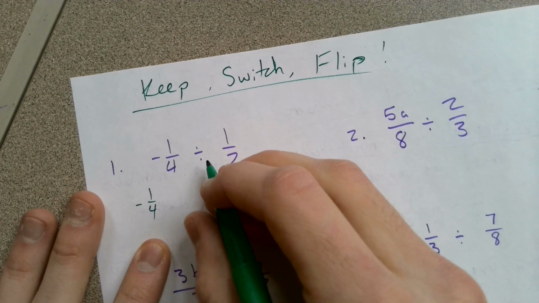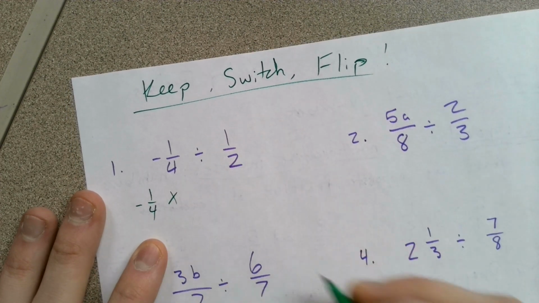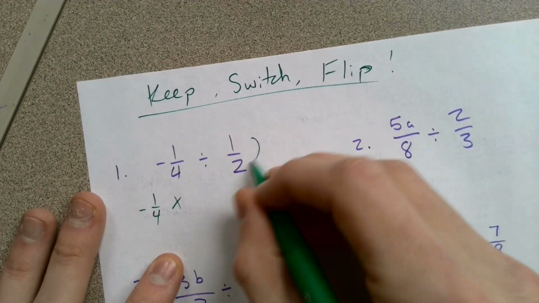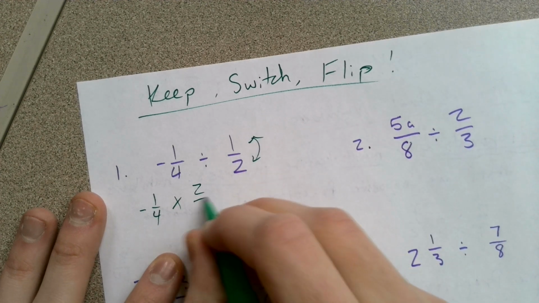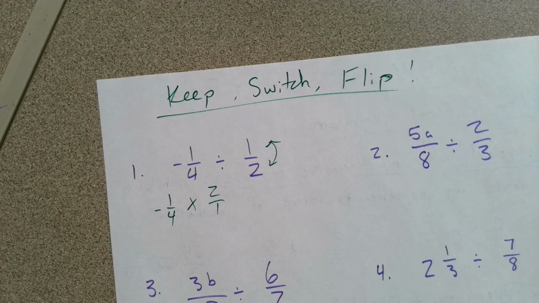Switch the symbol from division to multiplication. Flip the last number. Make that 2 over 1. Keep, switch, flip. Now we have our multiplication. We can do this a couple different ways.